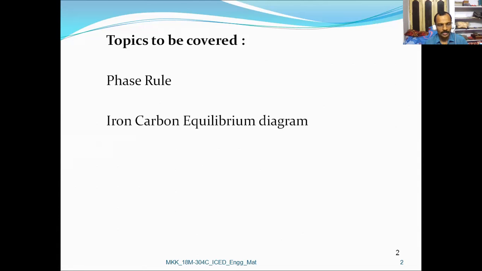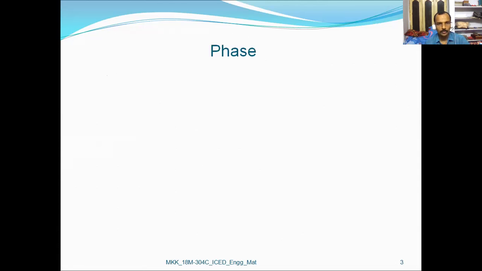So now let us have a look at the topics to be covered in this particular presentation. First one, phase rule. First we need to discuss phase and then phase rule, then iron carbon equilibrium diagrams. Initially we'll be moving from the phase diagrams or equilibrium diagrams, then to the iron carbon equilibrium diagrams. So now let us move to the phase. What is a phase?